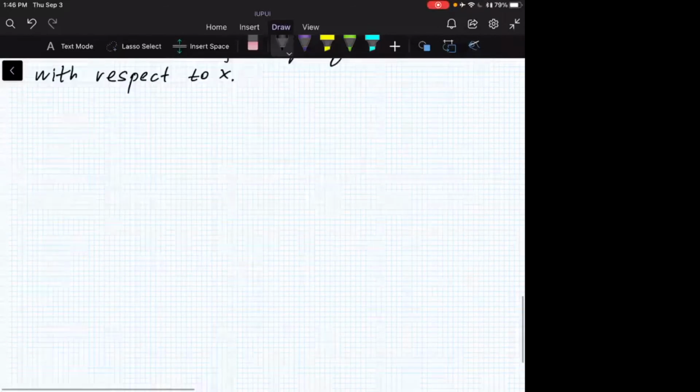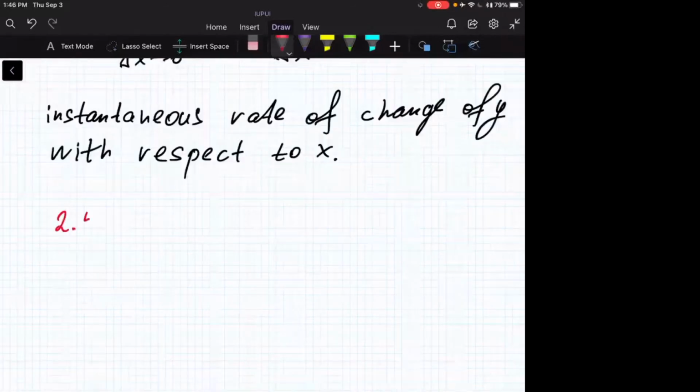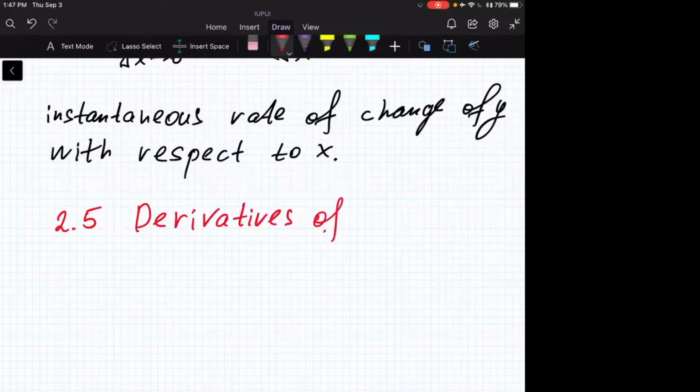And let's start chapter 2.5, derivatives of polynomials. And in some sense, we will come back to the instantaneous rates of change in chapter 2.6 and discuss other applications to physics and so on. Derivatives of polynomials.